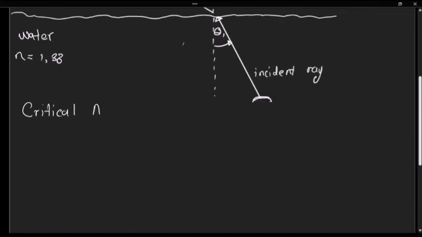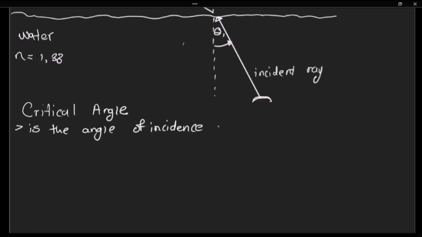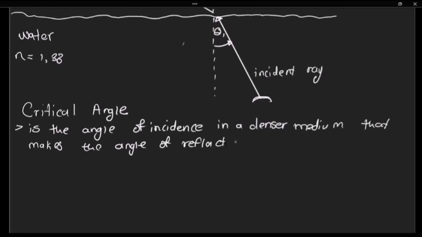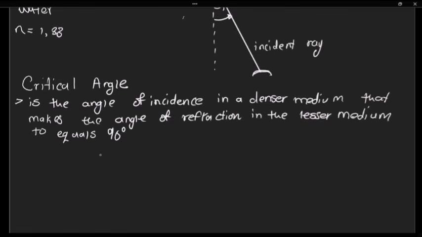Let's move to critical angle. What is critical angle? Critical angle is the angle of incidence in the denser medium that makes the angle of refraction in the less dense medium equal to 90 degrees. But how do we get that angle of incidence that will make the angle of refraction equal to 90?